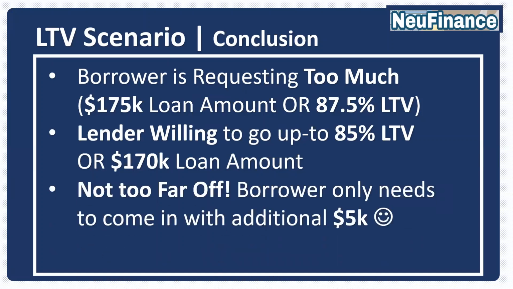Now, the good news is we're not too far off. The borrower only needs to come in with an additional $5,000. This is a type of scenario that comes up a lot. Borrowers ask for either way more than they qualify for, or just a little bit more than they qualify for. In this case, we didn't lose the deal by any means. You're most likely going to be able to get that borrower to pull in an extra $5,000, whether that's money stored underneath their bed or from a friend or an investor willing to help them out. So this is just a typical scenario.